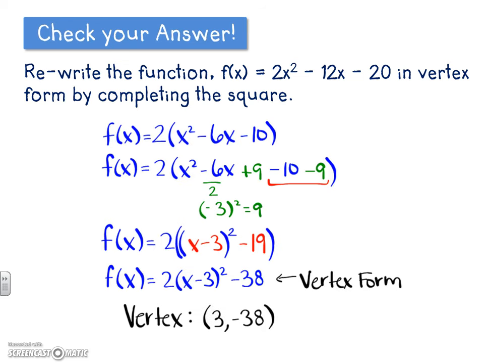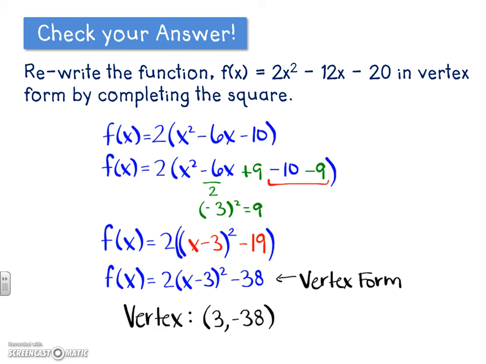I hope you're ready to check your answer. So here we have a GCF. We needed to factor out that 2 from each of the terms so that we were left with an a value of 1. When we complete the square of x squared minus 6x minus 10, the constant that we needed to add and subtract was 9, because half of negative 6 is negative 3. When we square negative 3, we get 9.